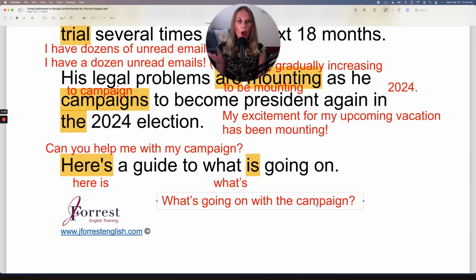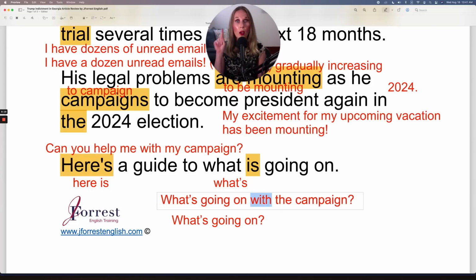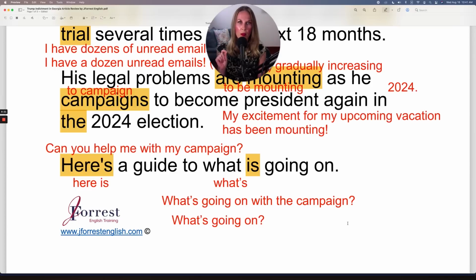Now, if it's obvious that you're talking about the campaign, you don't have to repeat that. If someone says, the campaign is launching next week, then you can say, what's going on? And then they know you're talking about the campaign, but what's going on with the campaign.